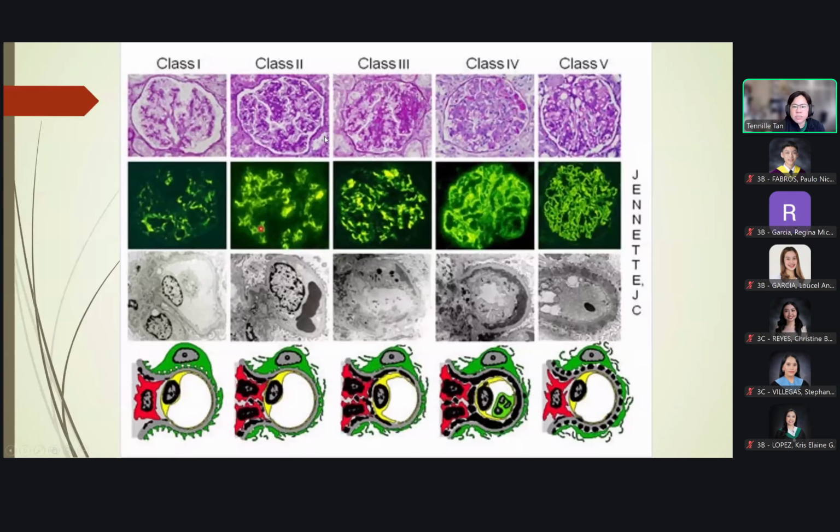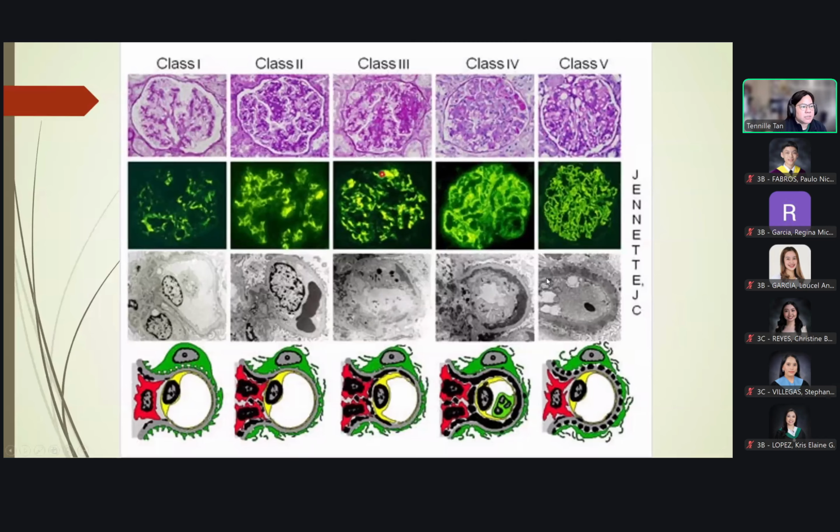So class 3 is your focal nephritis. So only less than 50%. On light microscopy, you'll see either less or more than 50% of glomeruli, and then less than 50% will have the endocapillary, extracapillary proliferation. Class 4 is diffuse nephritis, more than 50%. And class 5, of course, is your membranous nephritis.